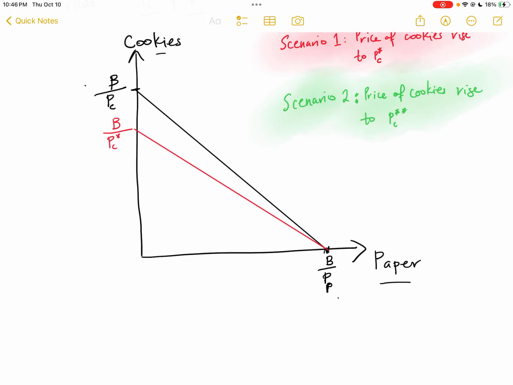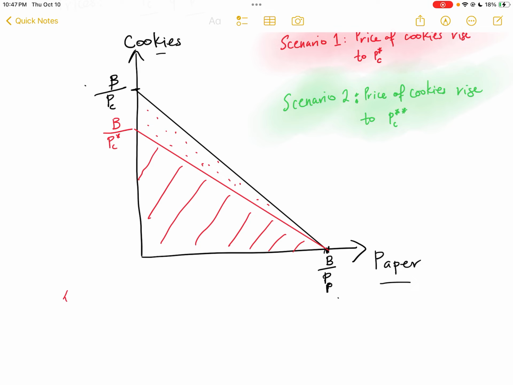In scenario 2, the price of cookies rises even further to PC double star. And you guessed it, the area will shrink even further. So what do we have now? Our affordability, or the area we can afford, is this red shaded area now. So we've lost all of this. We've lost the dotted area. We can't afford it anymore because cookies are now more expensive.